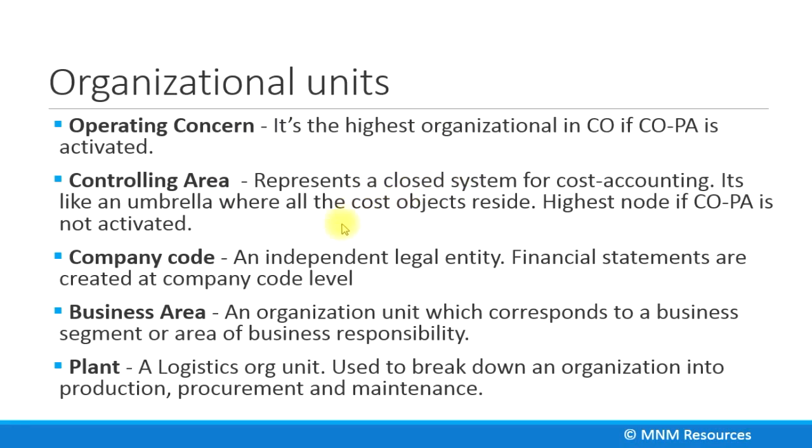But remember that you can only allocate the costs within the controlling area. That's why I say it's like an umbrella where all the cost objects reside, and you can allocate the cost within those cost objects, that is between cost centers to cost centers, internal orders to internal orders, or internal orders to cost centers, and so on. All those allocations of costs have to happen within the same controlling area.